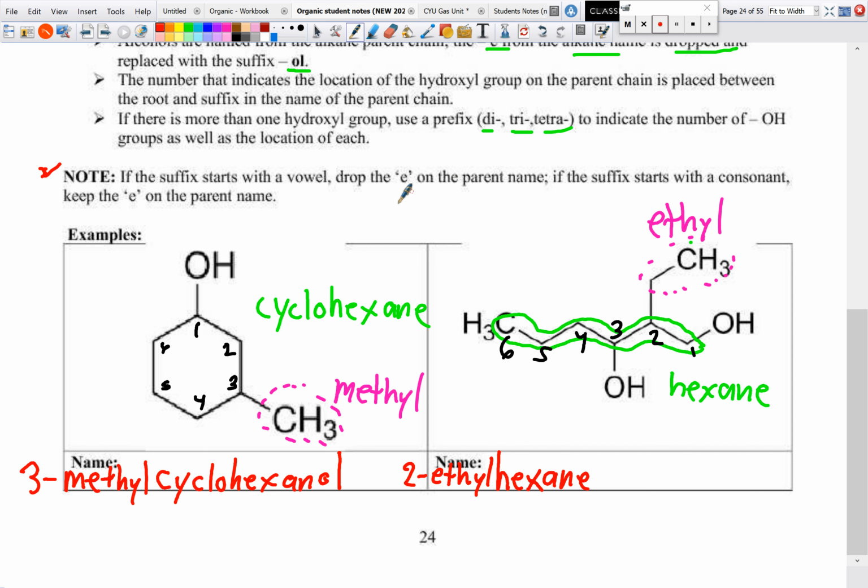If the suffix starts with a vowel, we drop the E from the parent name. The suffix, the ending, in this case will be OL. So if the suffix starts with a vowel, we drop the E in the parent name. If the suffix starts with a consonant, we keep the E.